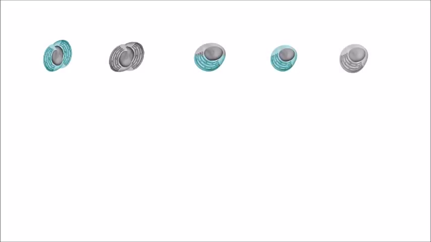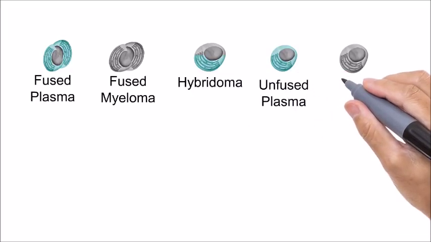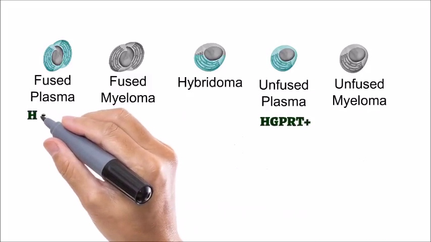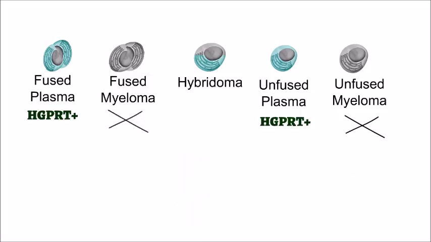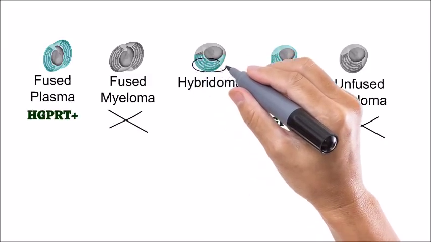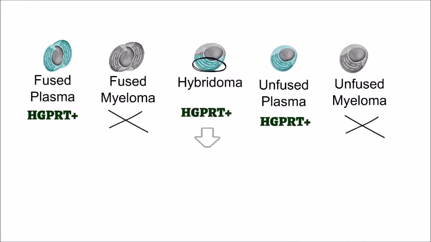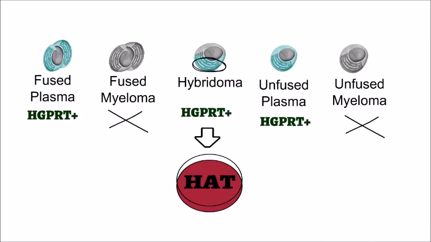I want to remind you that 5 different cells are produced after the fusion procedure of plasma and myeloma cells, and these are fused plasma, fused myeloma, hybridoma, unfused plasma and unfused myeloma cells. Among these cells, plasma cells have HGPRT, and so do the fused plasma cells. Myeloma cells don't have the HGPRT enzyme, and therefore fused myeloma cells will also lack it. What about hybridoma? In the case of hybridoma, one parent cell is a plasma cell, and therefore it will have the HGPRT enzyme. Correct? Now, what will happen if all these 5 different kinds of cells are transferred onto the HAT media?